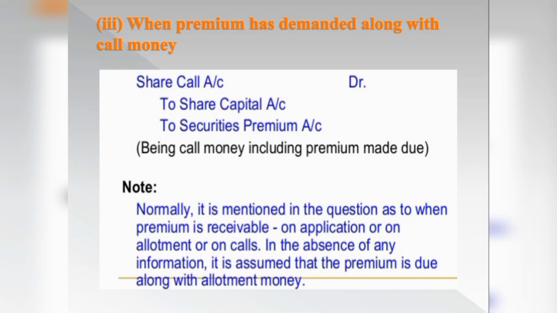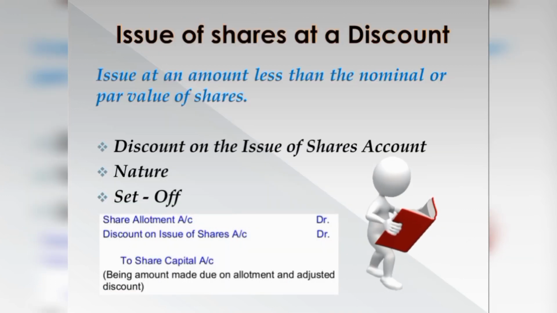The next is issue of shares at a discount. When the issue price of the shares of the company is below their face value, it is an issue at a discount. Issue of shares at a discount can be made only when the provisions of Section 79 of the Companies Act 1956 are satisfied. So, there are certain provisions under Section 79 to be fulfilled in order to issue shares at a discount.